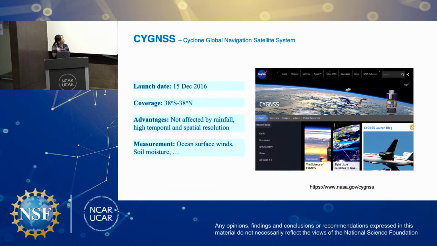Okay, just very quickly about the satellite that I'm using. It's from NASA, called CYGNSS, the Cyclone Global Navigation Satellite System. This is quite new. It was just launched in 2016. So the data that we are using in this paper is just 5 years, from 2018 to 2022. The advantage of this satellite product is that it has very high temporal and spatial resolution, and it's not affected by rainfall. So we think it could be good data to examine the connections between soil moisture and precipitation.